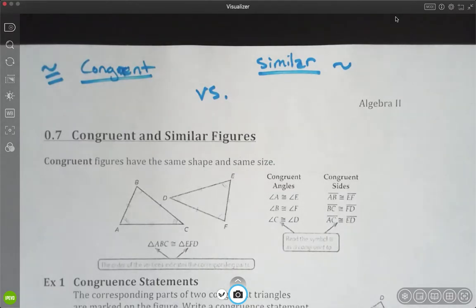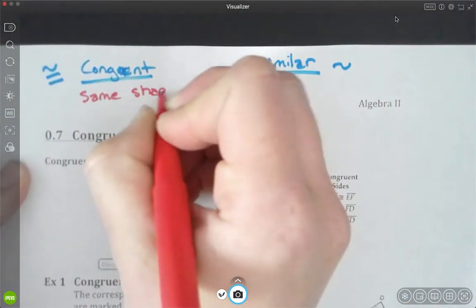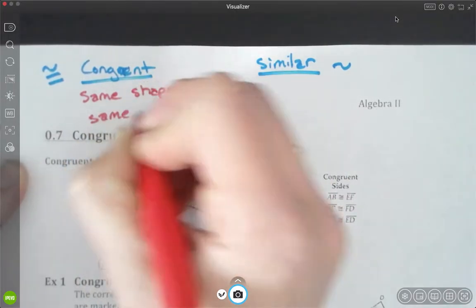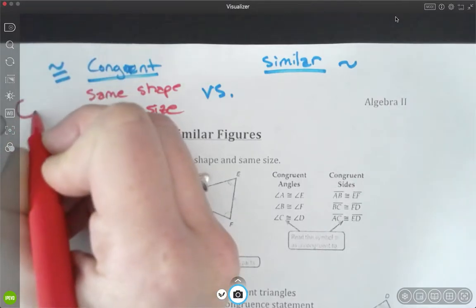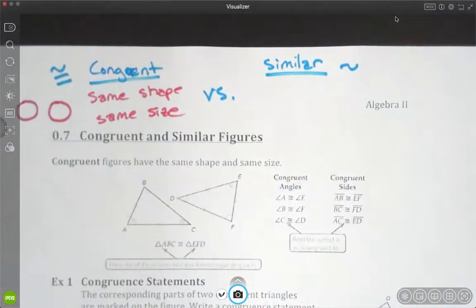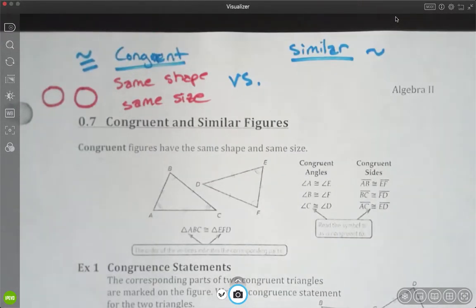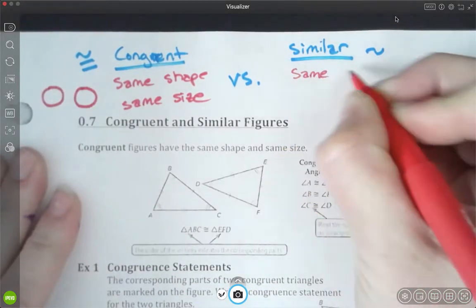So congruent. Two things are congruent if they are the same shape and same size. Okay, so same shape, same size. I'm going to try to draw two things that are congruent. Those are pretty well congruent, those two circles. Those are the same shape and they are the same size, and we are good to go on that. Okay. Now, similar figures are same shape.